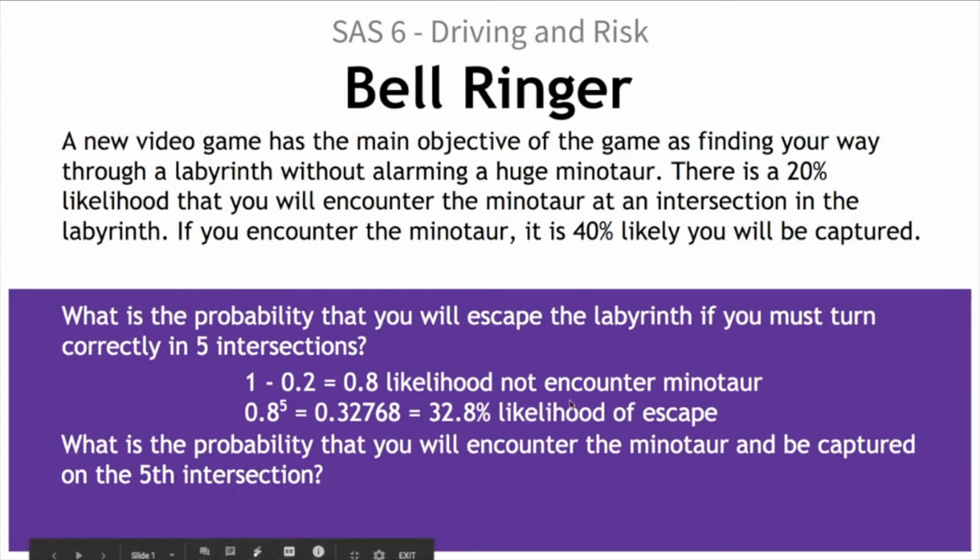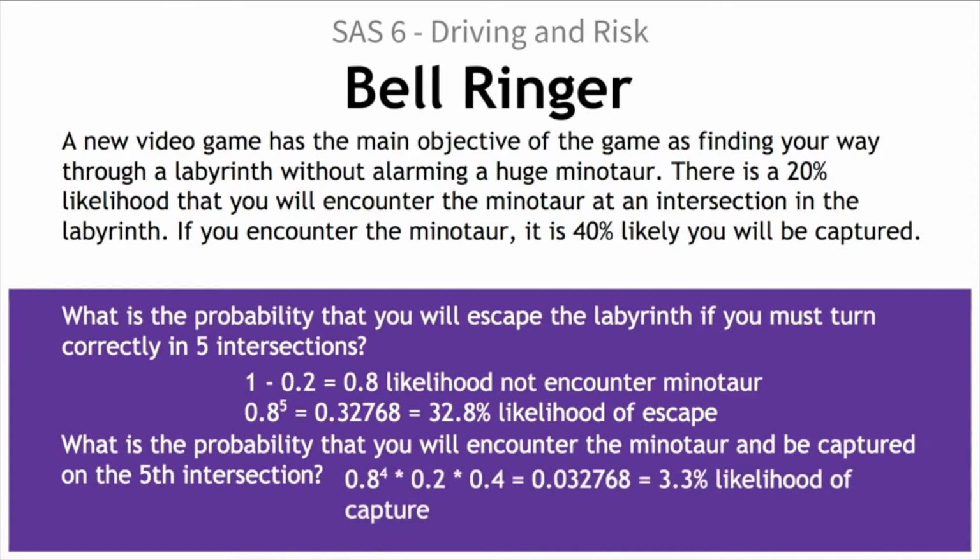How about if you encounter the minotaur and are captured on the 5th intersection? So we're going to have 0.8 to the 4th power, and then we're going to multiply the last one times 0.2 because guess what? We encounter the minotaur. But we also have to multiply times 0.4 because there's a 40% likelihood you'll be captured. So encountering and then being captured, we have to multiply by both of those probabilities. So it's a 3.3% likelihood of capture if you encounter the minotaur in the 5th intersection.